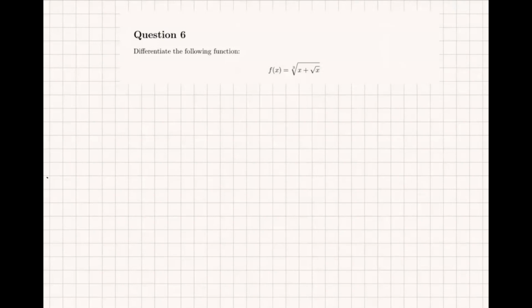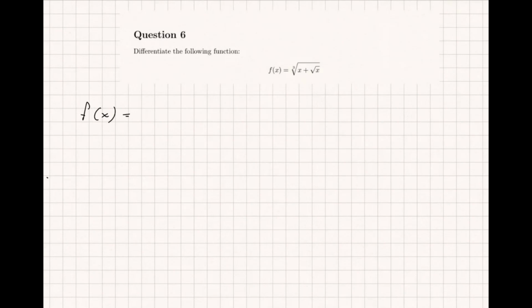Next question that we have is differentiate the following function f of x equals the cube root of x plus square root of x. So again, we have a chain rule here. First, we'll take the derivative of the cube root function, and then we keep this argument inside without touching it, and then we multiply by the derivative of the function that is under this cube root. So we have f prime of x equals to.